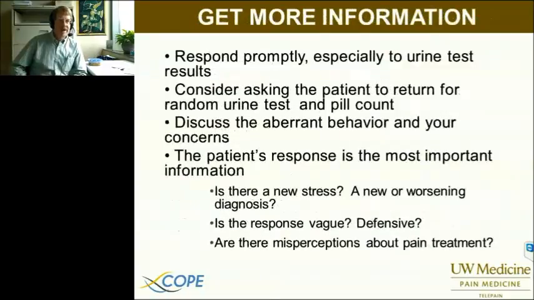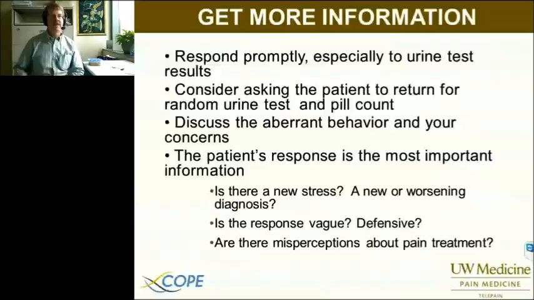So just in terms of strategies when there are aberrant behaviors, I think prompt response is good. If you have a urine test result that's positive, not expected, often what I'll do is just ask the patient to come back before the next meeting when I know they're supposed to have some medication. So between dispensing visits, have them get their medicine counted and have a random urine test. If that makes things clear, it just saves a lot of time.